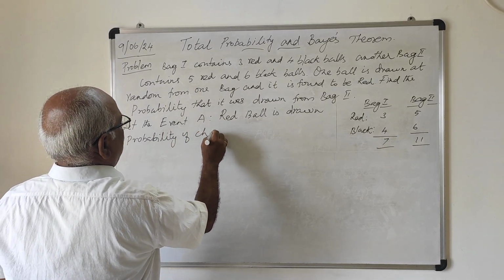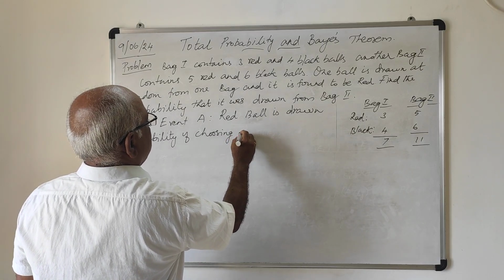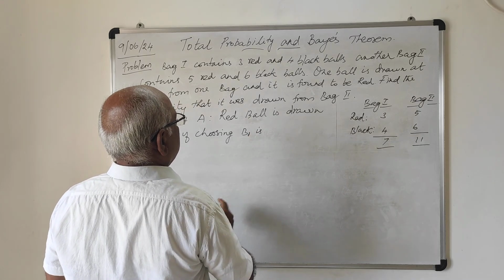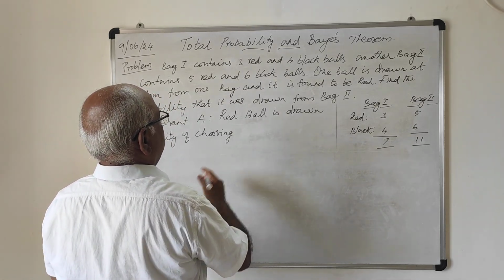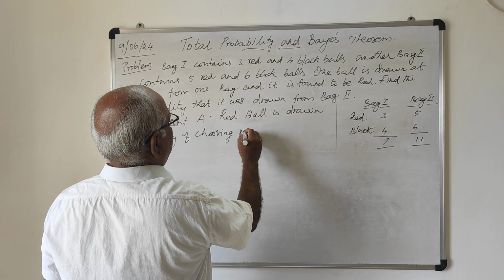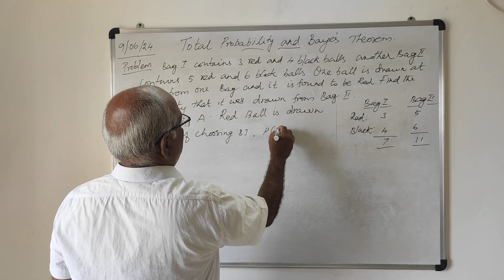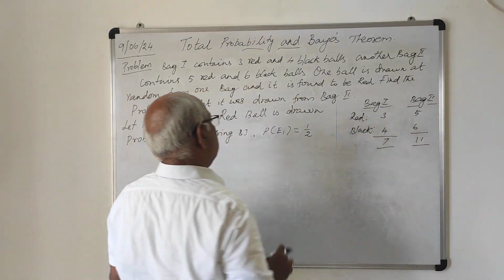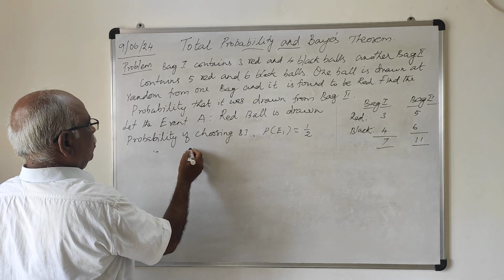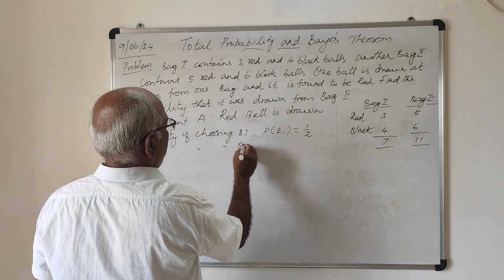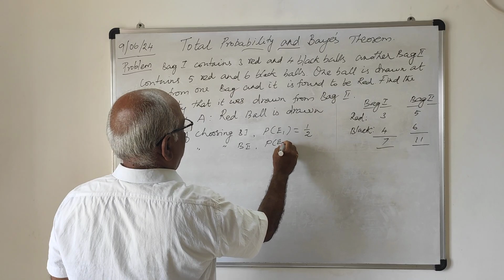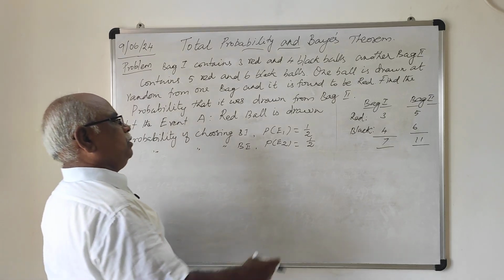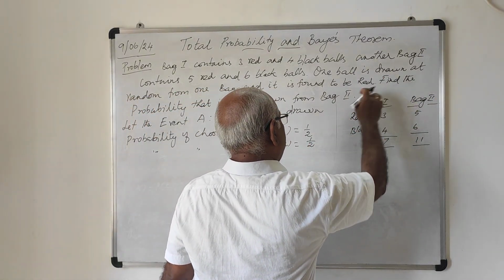Probability of choosing bag 1, we consider that as E1. P of E1 is equal to 1 by 2, because 2 bags are there, so choosing one bag is 1 by 2. Similarly, the probability of choosing bag 2, that is P of E2, is also 1 by 2.